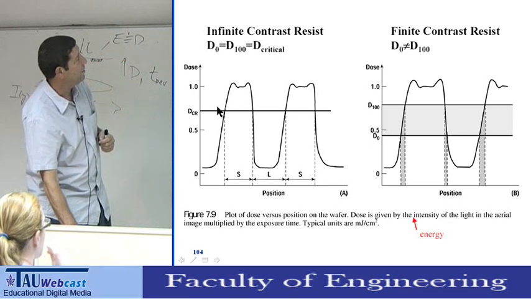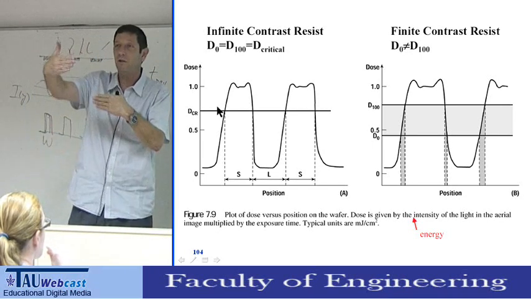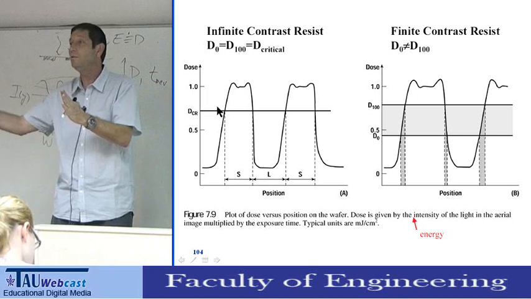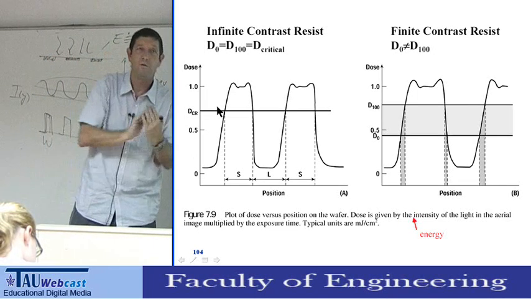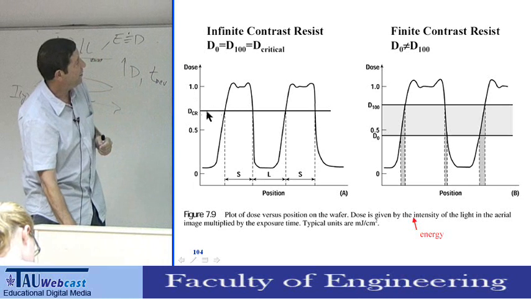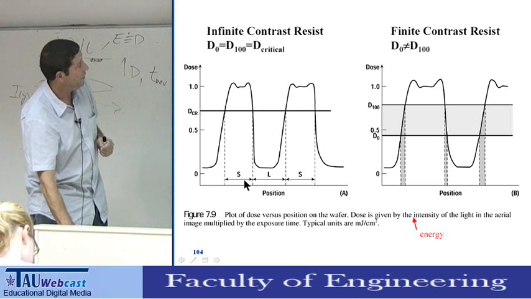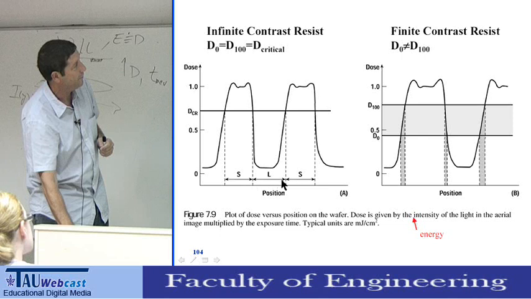Now let's call this the critical dose. If you remember, there is a critical dose such that above this dose the photoresist is completely removed. Below this dose the photoresist stays. So if I plot this line here and take a line here, this will be the space, this will be the line.